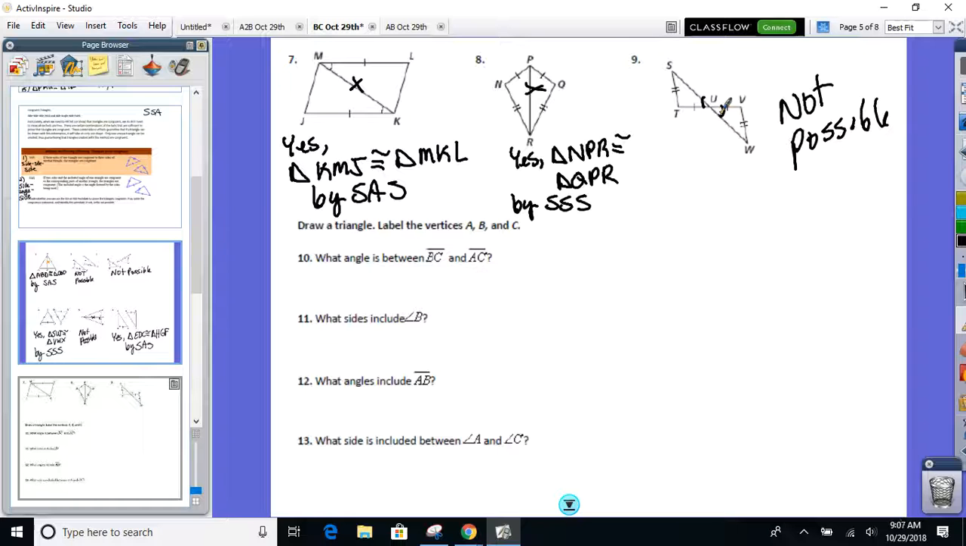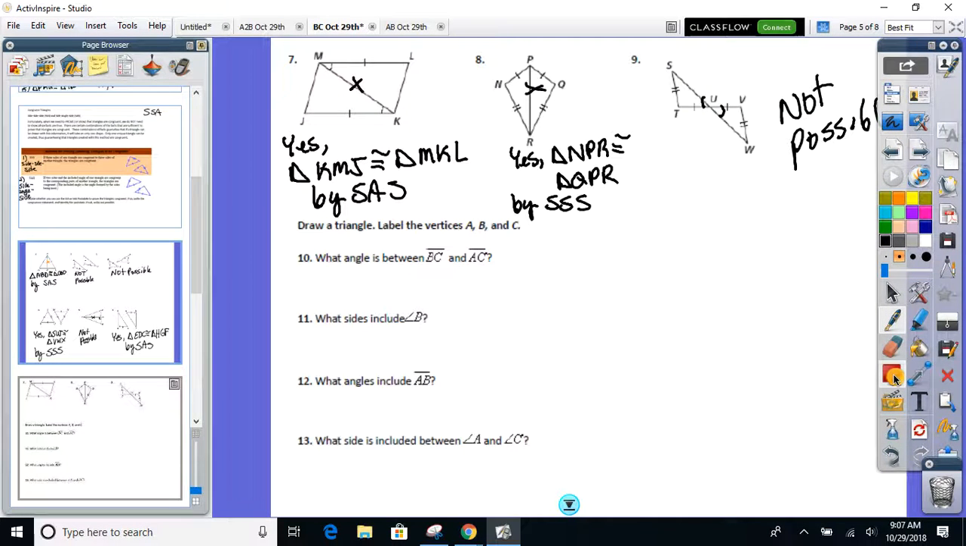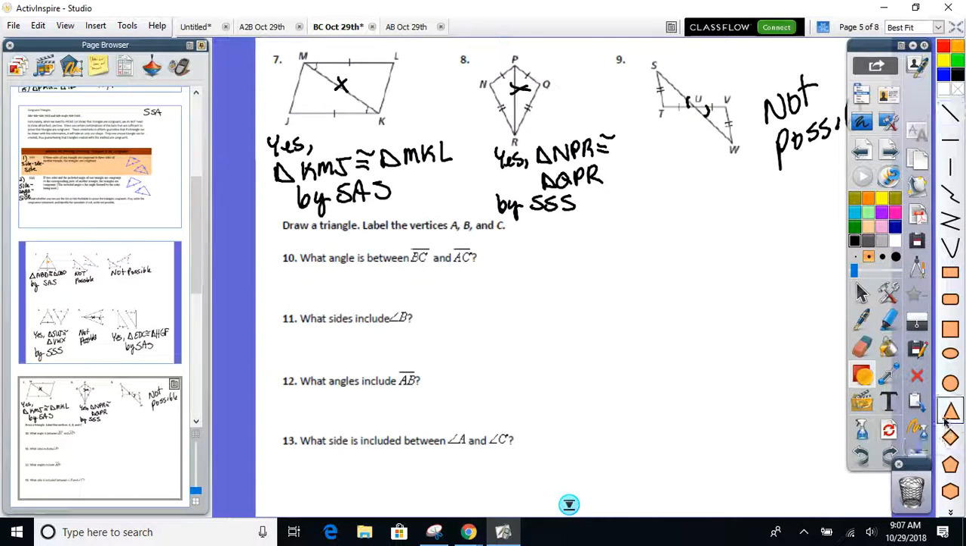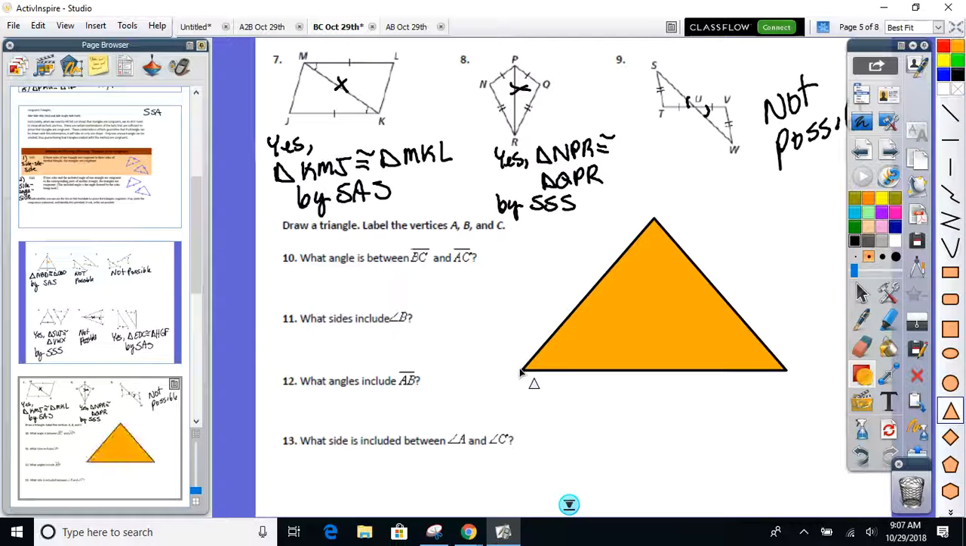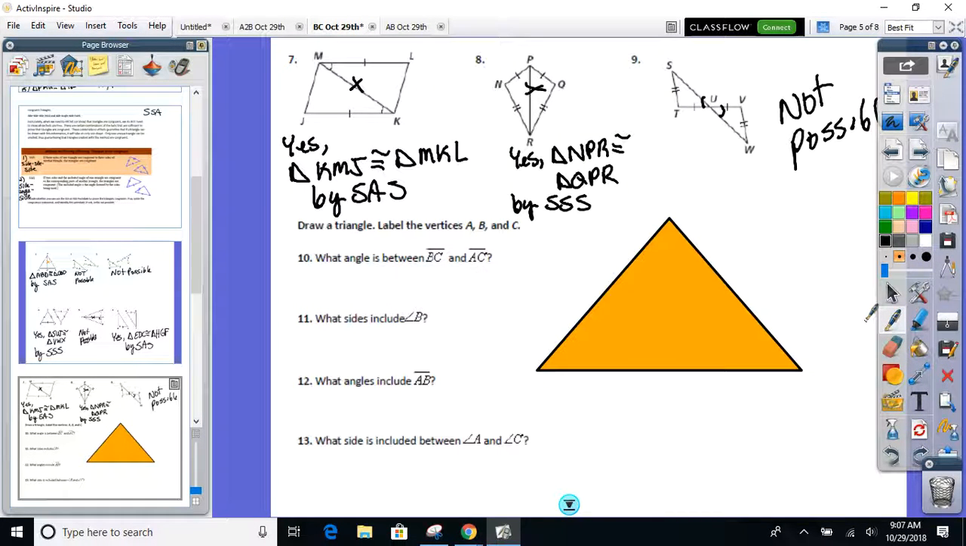Okay, a couple quick questions here. Draw yourself a triangle, ABC. Just to make sure we have this concept of in between down pat. ABC. Doesn't matter the order, remember, you label the vertices.